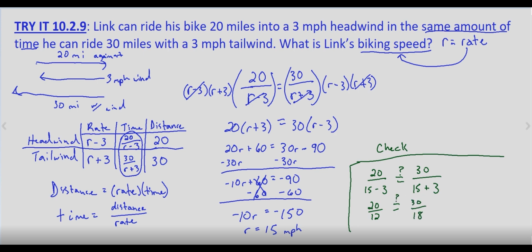If we reduce these, we'll end up with 5 over 3. 20 divided by 4 is 5, 12 divided by 4 is 3. 30 and 18, we can reduce those by dividing by 6. 30 divided by 6 is 5, 18 divided by 6 is 3, and it checks. So we can say Link's biking speed, in other words, if there were no wind, is 15 miles per hour.